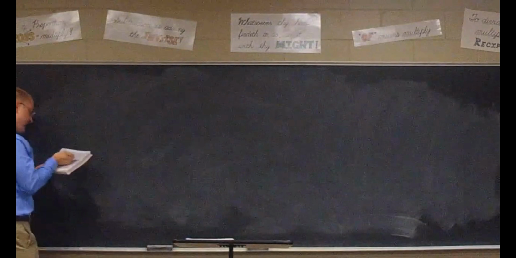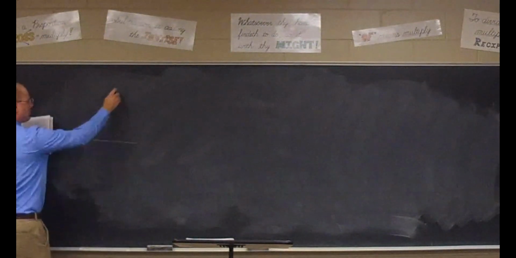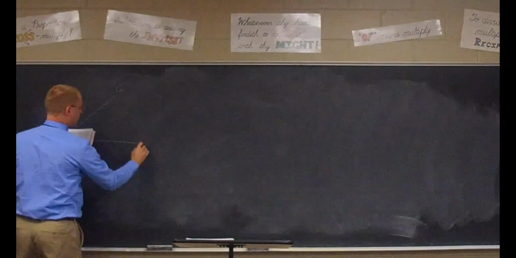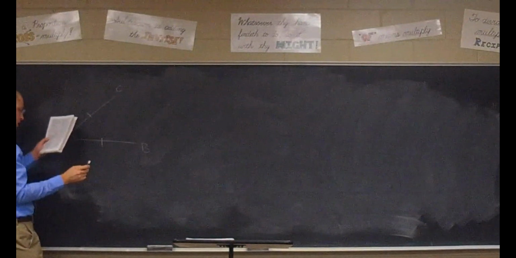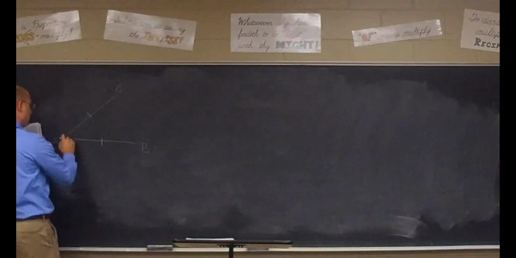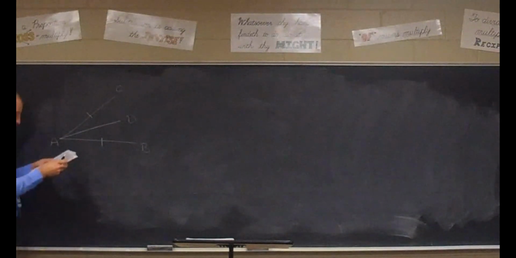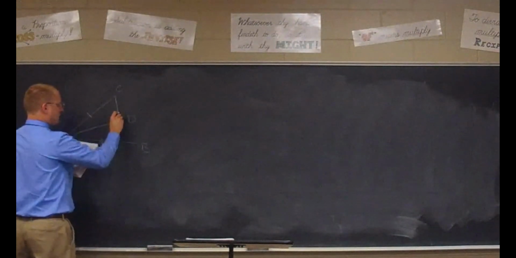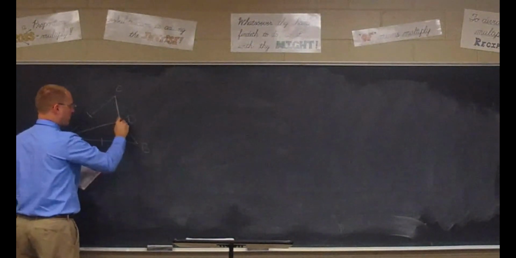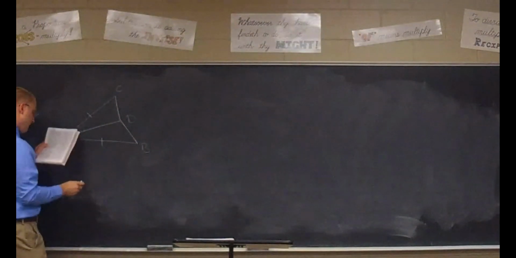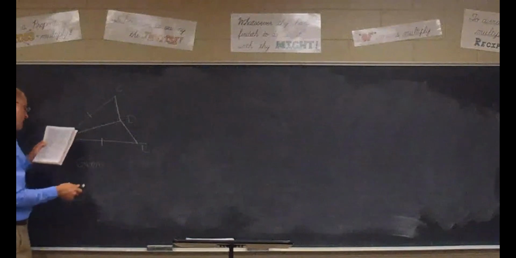So you should have copied down this picture. An acute angle, CAB, where CA and BA should have been equal to each other. We should have also had this bisector AD. And then lines were drawn from C to D and from B to D. So two separate lines.